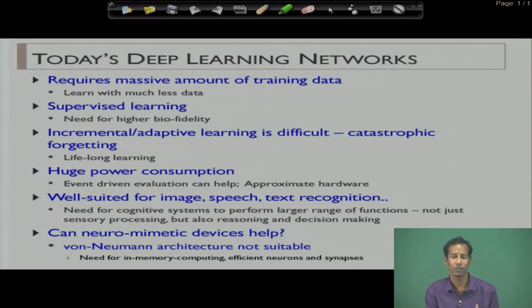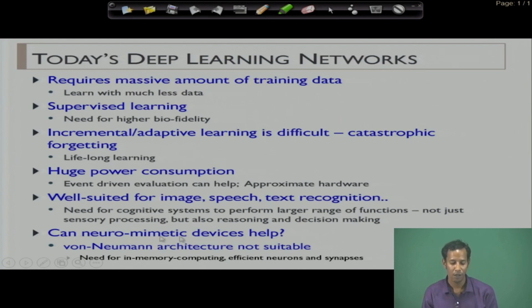So, we need research to make processing elements with processing power at its highest and power consumption at its lowest. This deep learning network is very well suited for image, speech and text recognition.